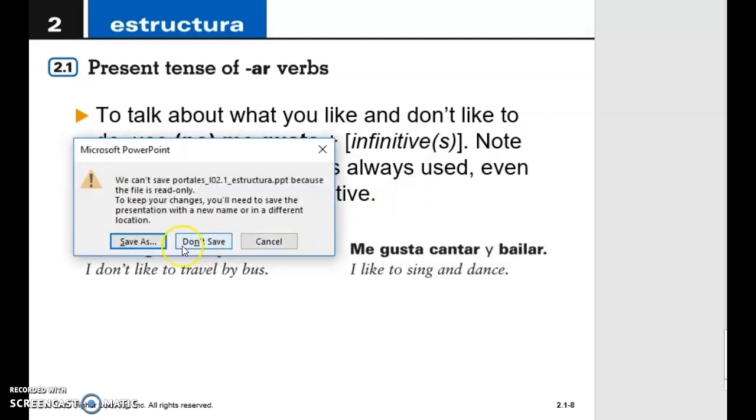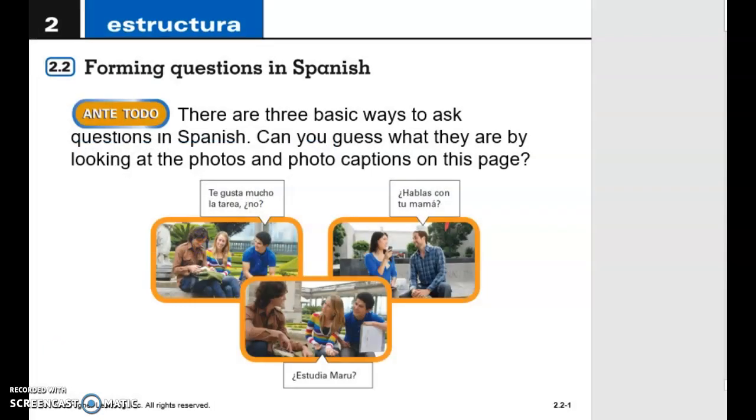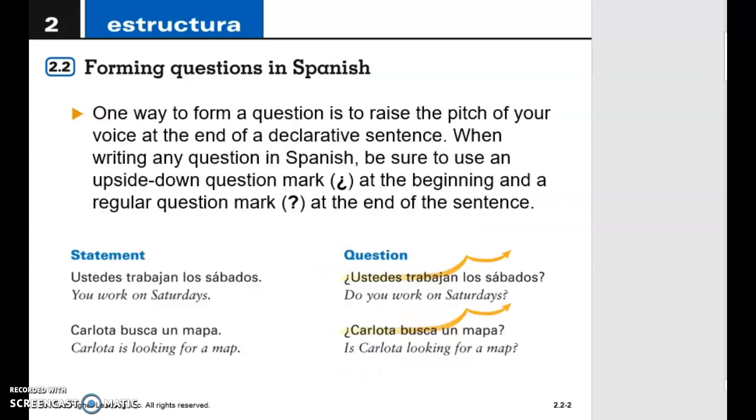2.1. Let's go to 2.2. In 2.2, we have forming questions in Spanish, and we have different ways that we can do that. So we have 3 examples here. Let's analyze a little bit more of that.